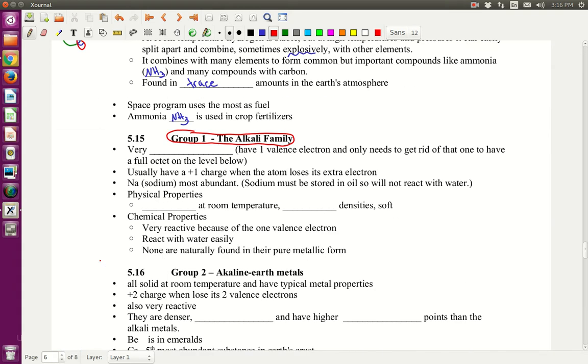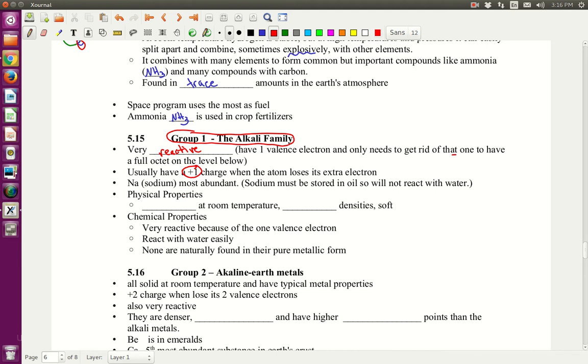So back up to the notes. They are very reactive, and their reactivity is actually going to increase as we go down the chart because it gets easier and easier to remove the electrons. That first ionization energy gets smaller and smaller. So they have one valence electron and it only needs to get rid of that one to have the octet. So they usually have a +1 charge.